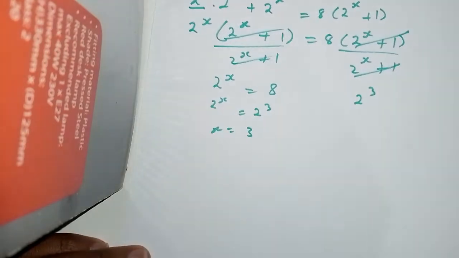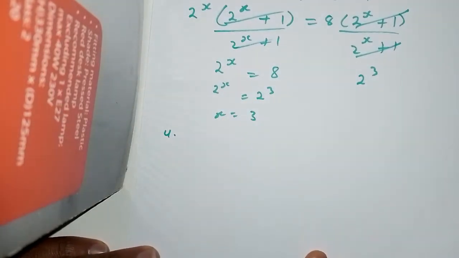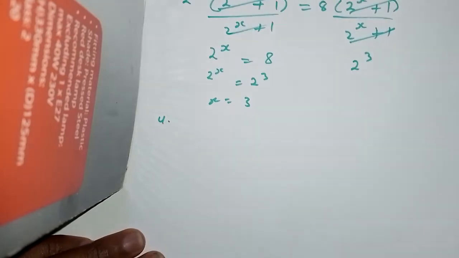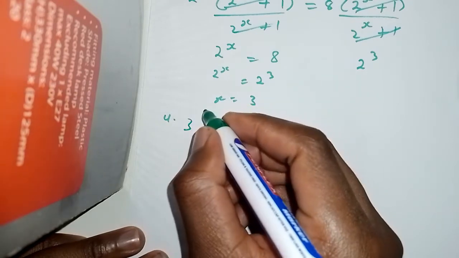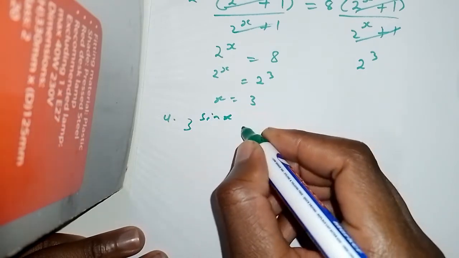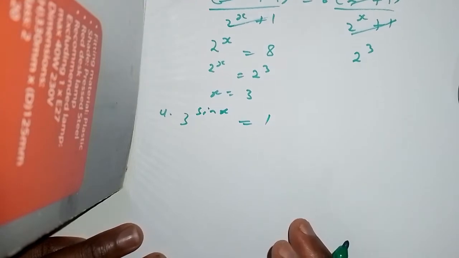Now, let's move to the fourth question. Where is question 4? Is it 4 or 5? It's supposed to be 4. Okay, it's 4. It's 3 to the power sine of x equals 1. They say solve for x.